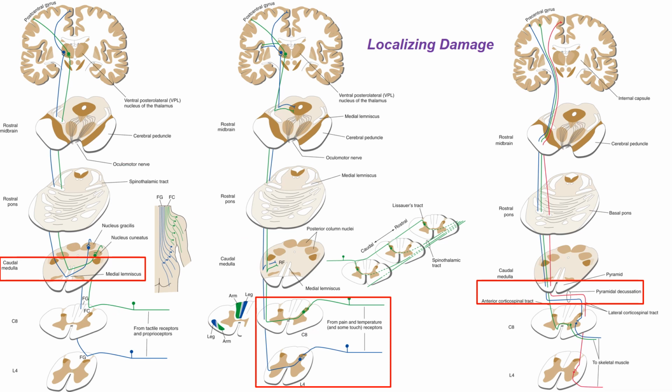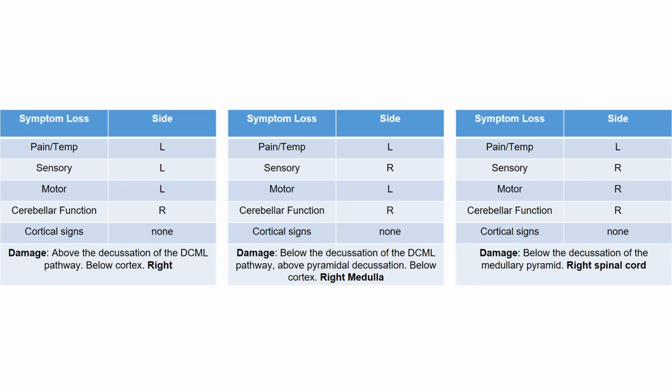So we're going to do a little exercise on this last. So how this would work is, let's say someone presents with specific symptom loss, and what side did they present with that symptom loss on? So think about pain and temperature. If pain and temperature is lost on the left side, I love using pain and temperature from the body to identify left or right lesion. If pain and temperature is lost on the left, then that means that the lesion has to be on the right. Right, and that's because pain and temperature crosses immediately as soon as it gets into the spinal cord. So pain and temperature is usually one of the ways that I differentiate left versus right.